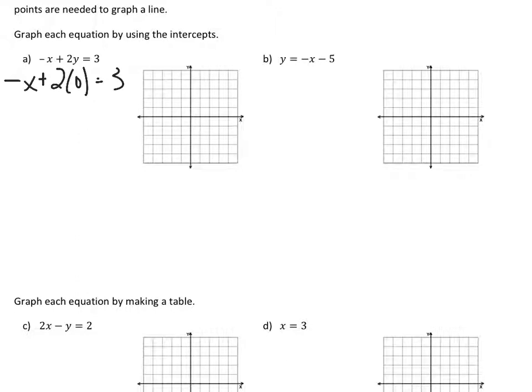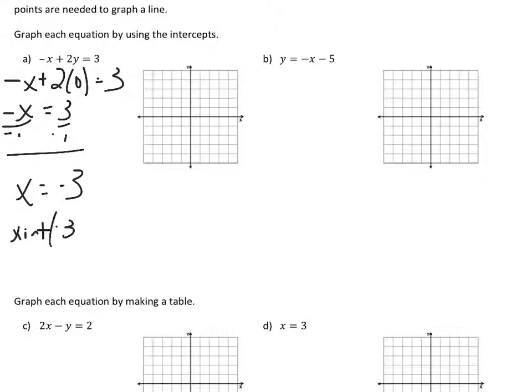So I'm really just going to substitute a 0 in for y and solve. I get negative x plus 2 times 0, well that's 0, so plus 0 is still negative x equals 3. Now that I have a negative x, I'm going to divide both sides by negative 1. So I get x equals negative 3. So my x-intercept is where x is negative 3 and y is 0.